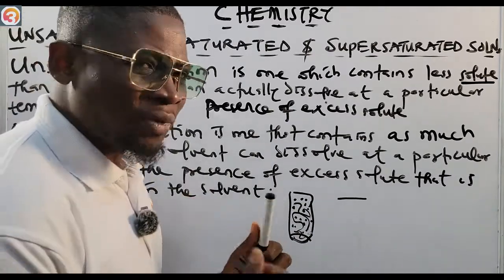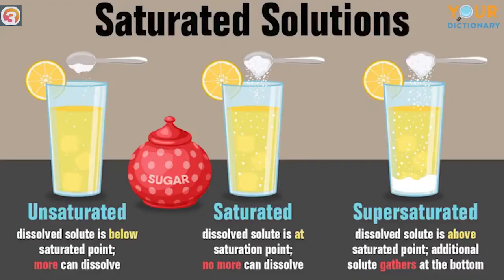I'm showing that picture again. As you can see, in the first one, the particles are dissolved, and it can take more solute. In the second one, which is saturated, the particles have dissolved, and it has taken as much as it can dissolve, and then the leftovers are just those particles you are seeing that are more pronounced in the second diagram. But in the third one, we are going to see soon.